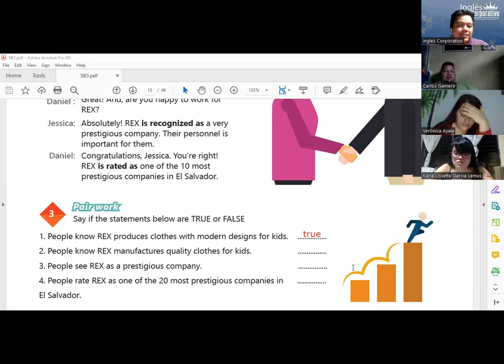All right. Next, Carla, help me out reading number two, please. People know Rex manufactures quality clothes for kids. Okay. Las personas saben la calidad de manufactura que Rex hace en cuanto a la ropa para los niños. Is that true or false? False. Why false? ¿Por qué falso? Ajá. Why is it false? Si creen que es falso, ¿por qué es verdadero?